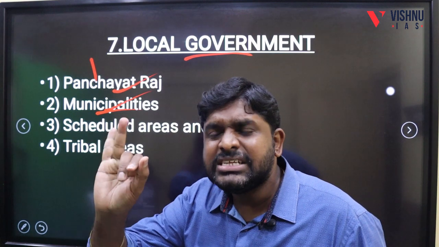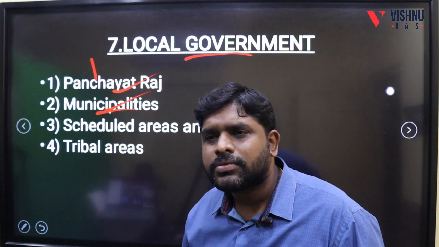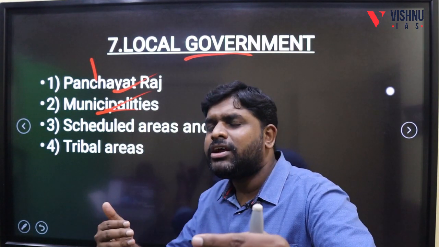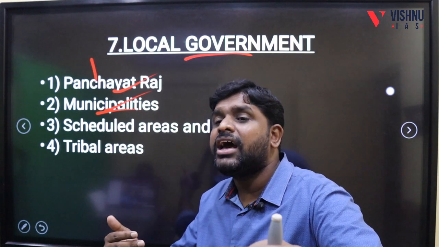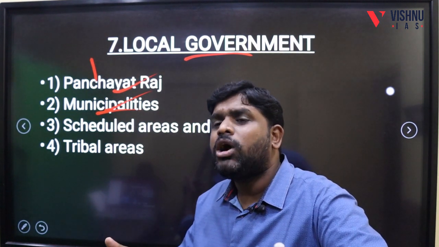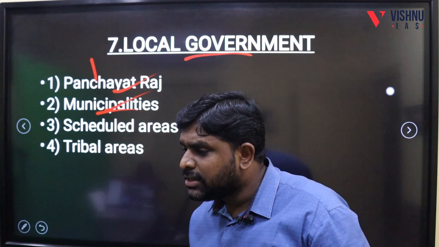In our system there are MPTC and ZPTC. Can you tell me quickly how the MPTC and ZPTC are elected? What are the functions of MPTC and ZPTC?